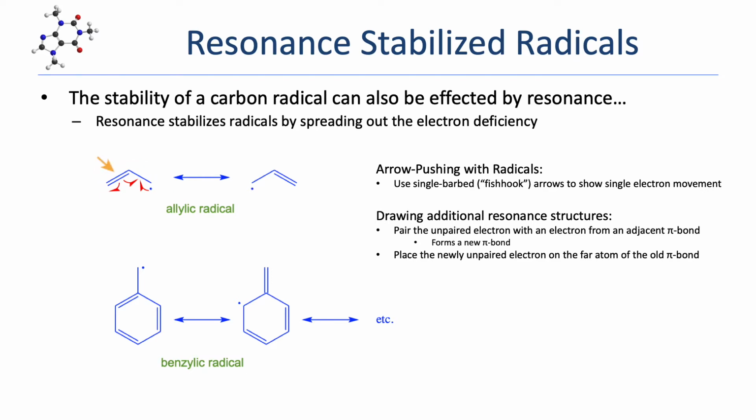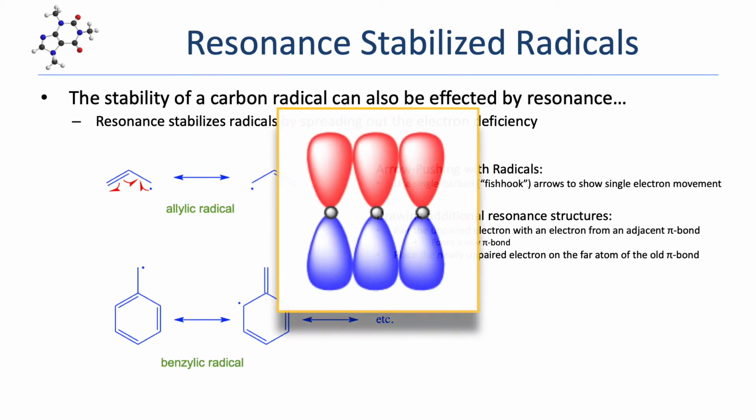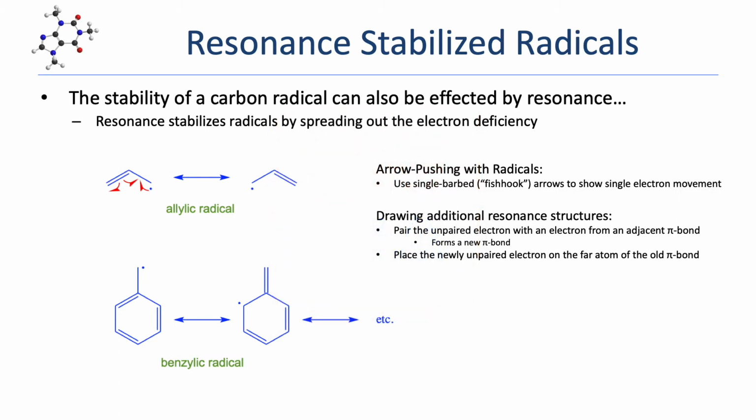In the first drawing, we have a double bond between the left 2 carbons and an unpaired electron on the rightmost carbon. However, it's just as likely that the p orbital on that center carbon will overlap and form a pi bond with the carbon on the right as it is with the carbon on the left. And that means there's an additional resonance structure that has a double bond between the rightmost carbons and an unpaired electron on the leftmost carbon.